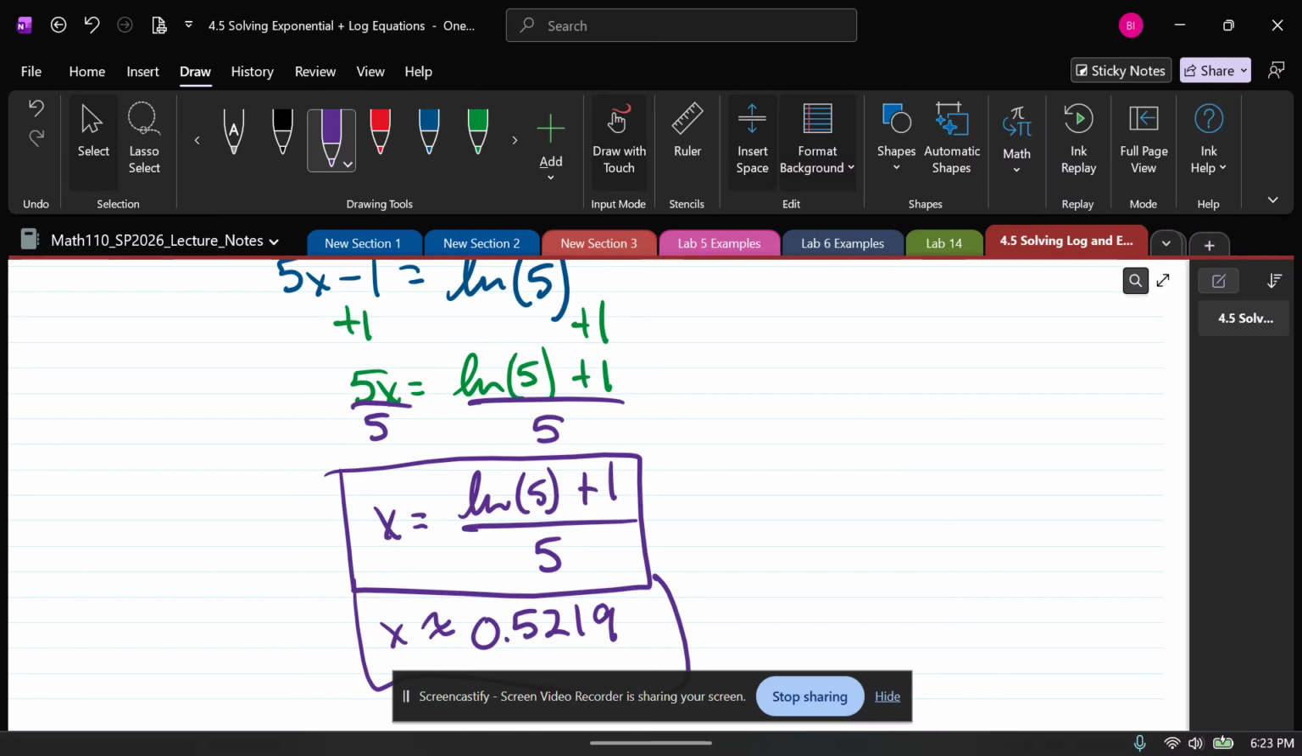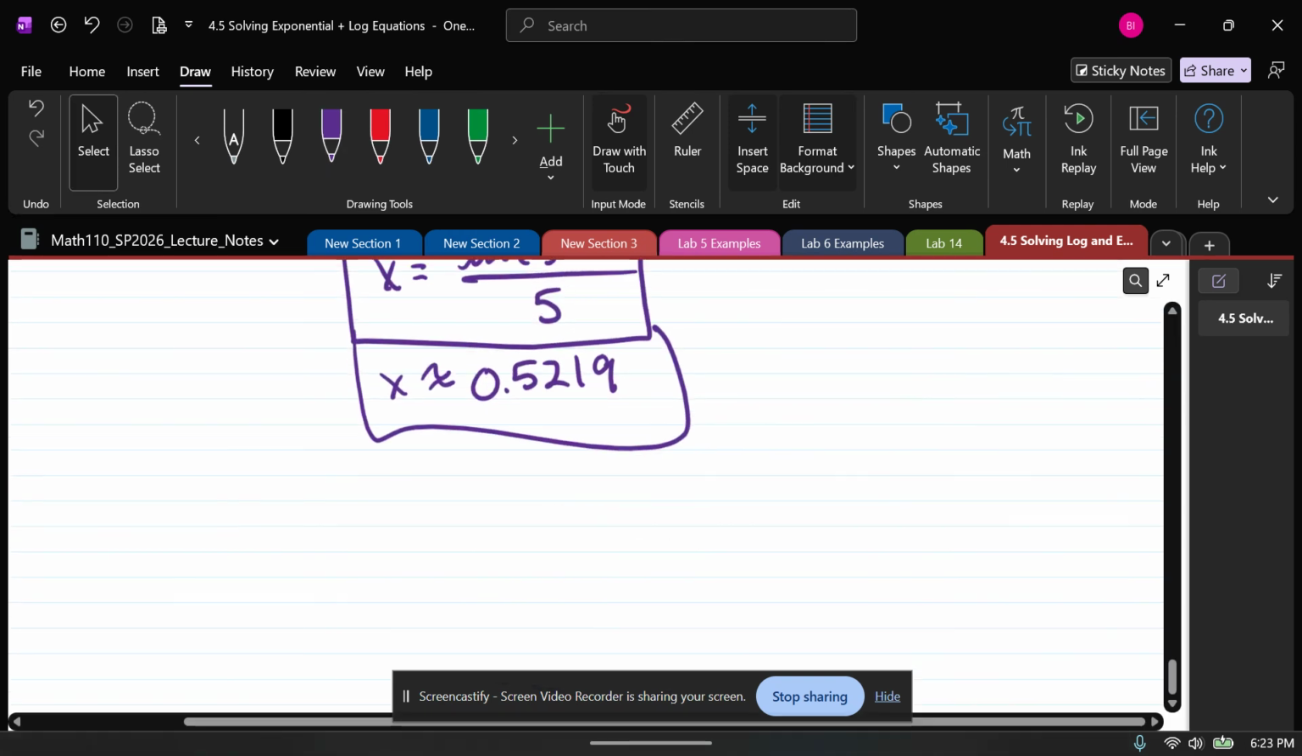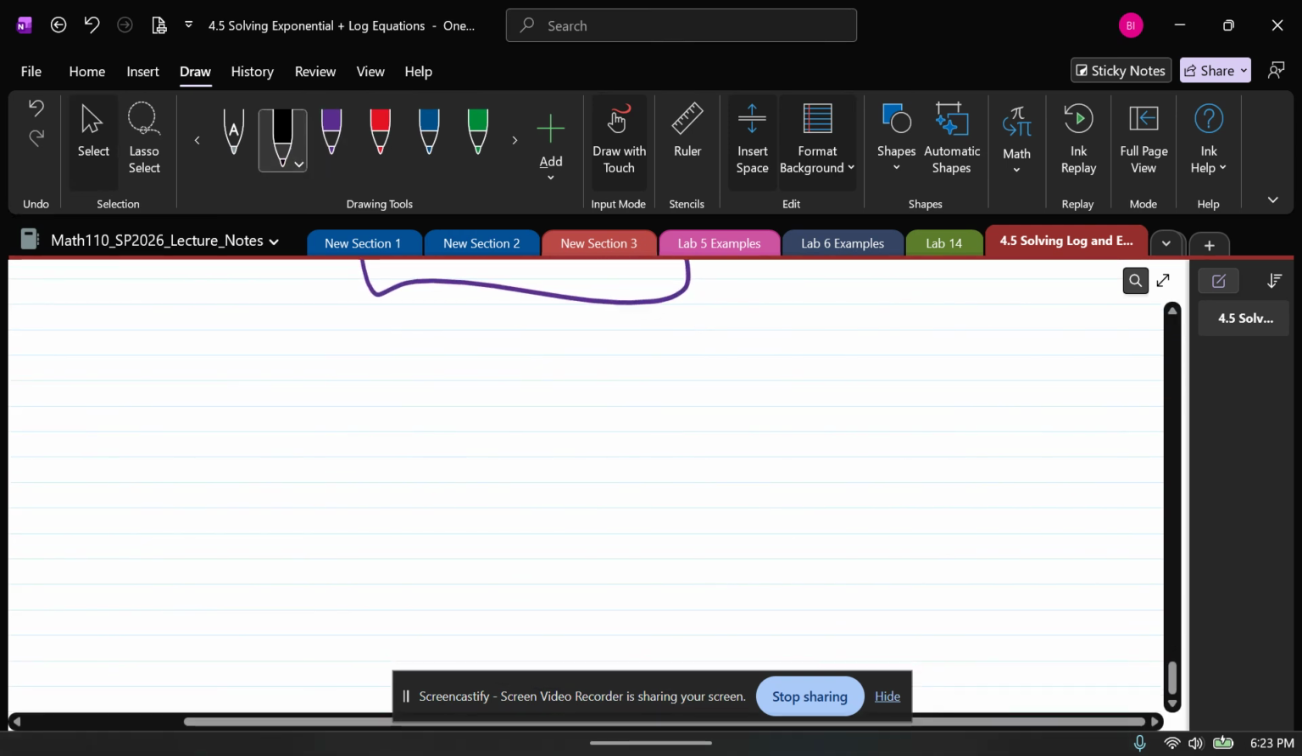So every one of them up through example I has been an exponential problem to start out with. Okay, and we used a logarithm to solve it. The next set is a logarithm to start with, and we're going to use an exponential to solve it. Okay, so let's get into that.